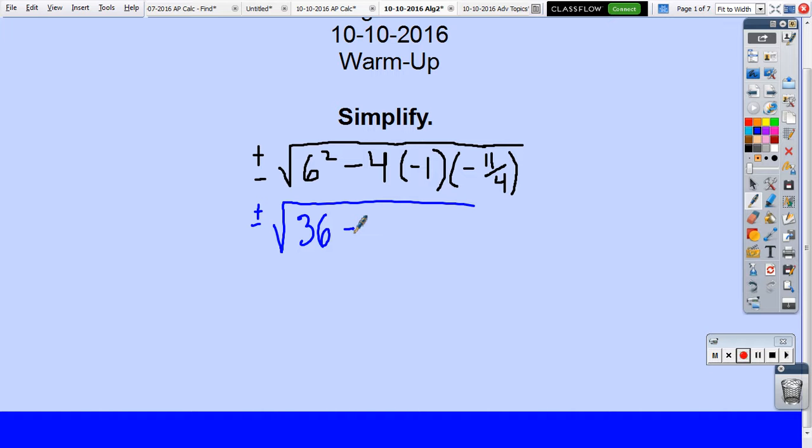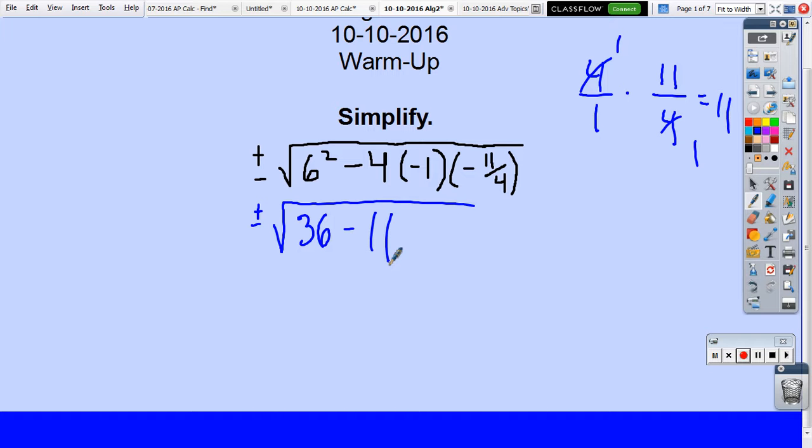Whatever you do, just make sure you're careful. So if I say minus, now I'm just looking at 4 times negative 1 times negative 11 fourths, which is positive, because 2 negatives make positive. So now I can just ignore the sign and say, okay, what's 4 times 1? 4. And then 4 times 11 fourths, which is 44 over 4, but you can also simplify before you go across, and you'll just see that it's 11. So you have 36 minus 11.